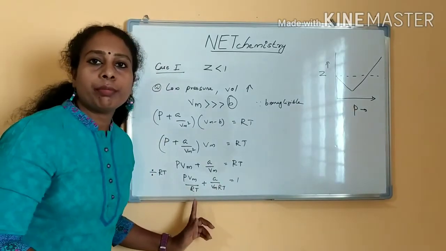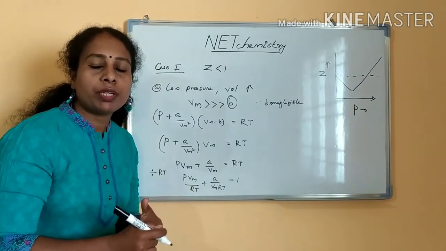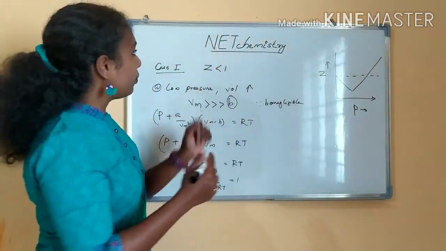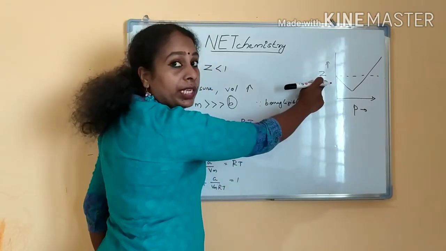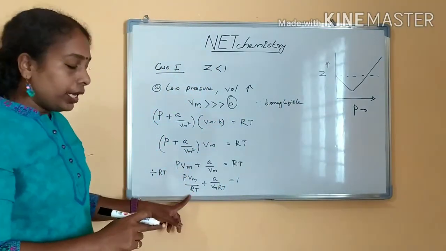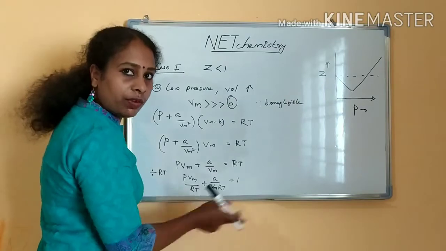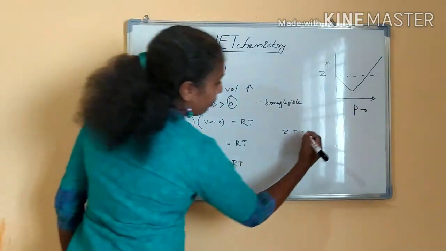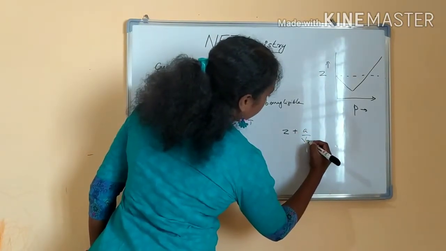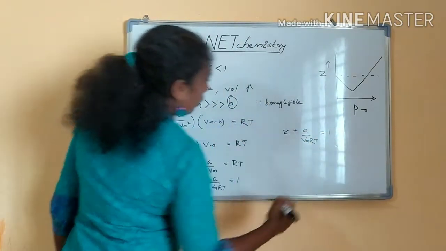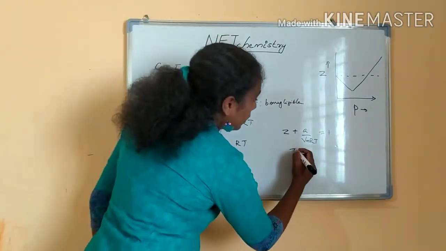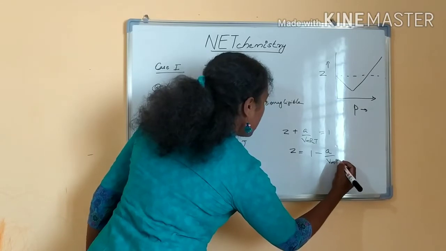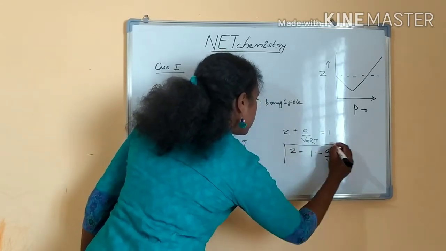What is PVm by RT? PV by RT. What is PV by RT? You know, PV by nRT, first itself you have written. This is the value, Z, right? PVm by RT is equal to Z. You have seen in the first equation. Z plus a by Vm RT equal to 1, right? So what is Z? Z equal to 1 minus a by Vm RT. So you got the first case, right?